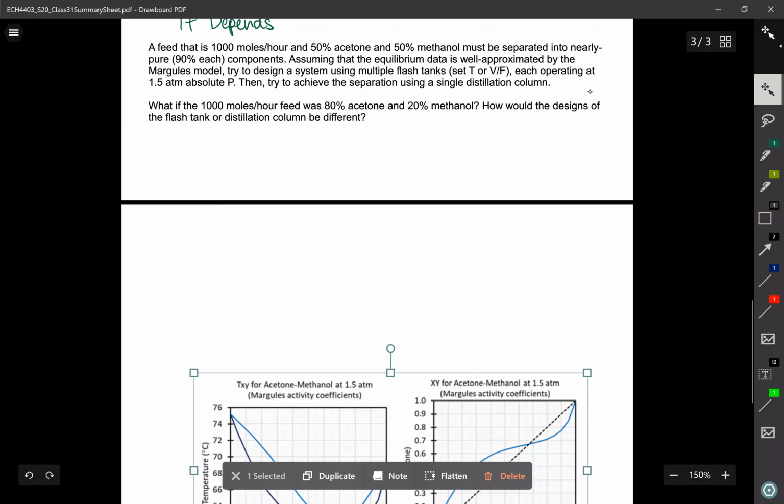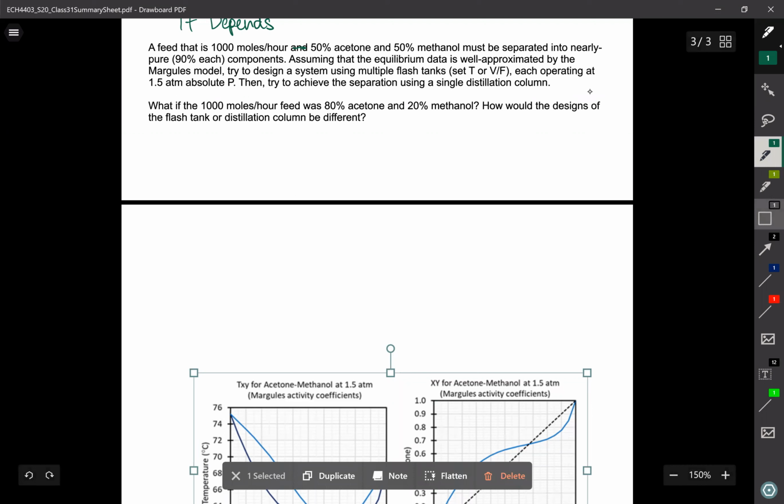Problem statement says a feed that is 1,000 moles per hour of 50% acetone and 50% methanol must be separated into nearly pure components. Assume that the equilibrium data is well approximated by the Margules model. Design a system using multiple flash tanks, each operating at 1.5 atmosphere absolute pressure. Then try to achieve the separation with a single distillation column. And part B is something else.